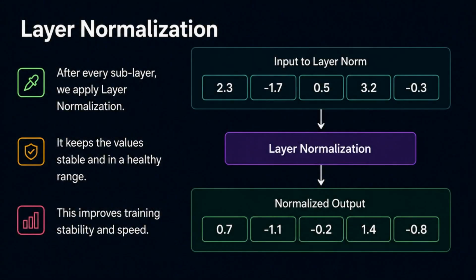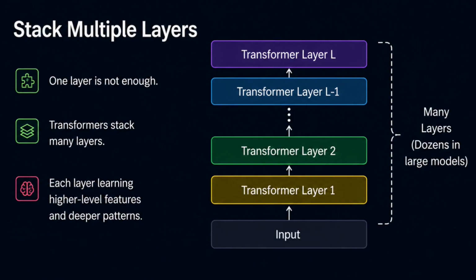Now let's see layer normalization. After every major operation, the model performs layer normalization. This keeps the values balanced. You can think of it like maintaining a healthy range so that no value becomes too large or too small. And this improves the training stability of our models. Now, if you see this diagram, you can understand that one transformer layer is not enough. Modern language models stack dozens of these layers. GPT-2 or GPT-3 have multiple layers, correct? And newer models become even deeper. Each additional layer gradually builds a richer understanding of the language.